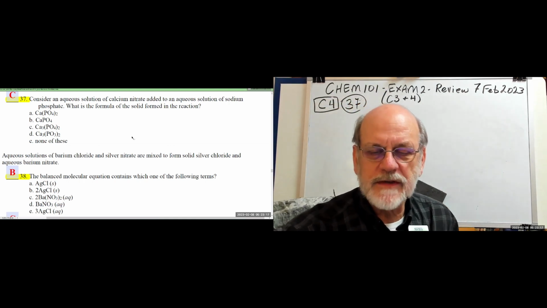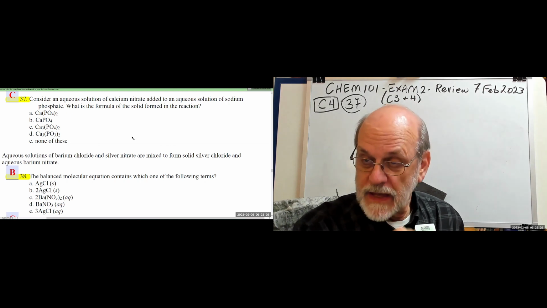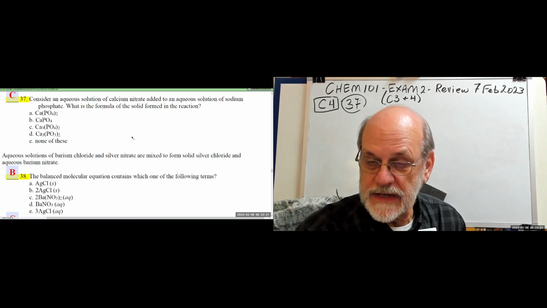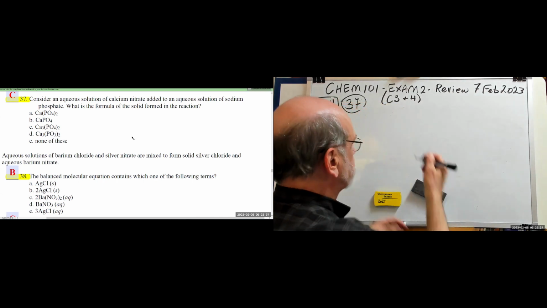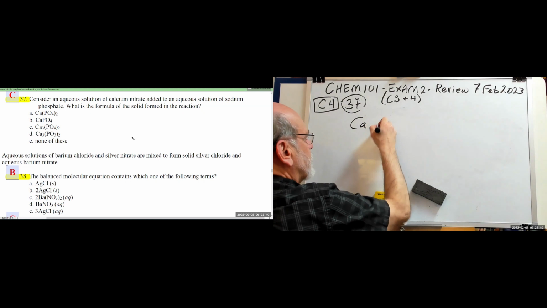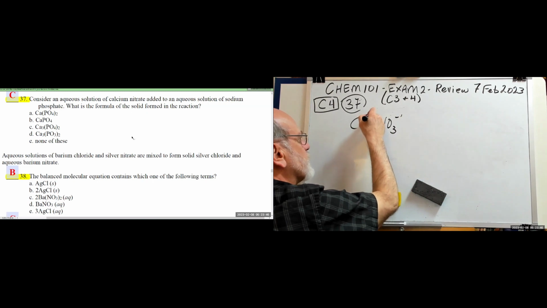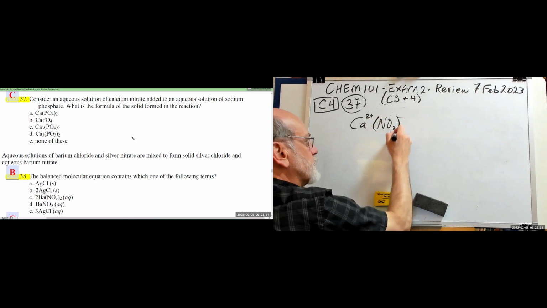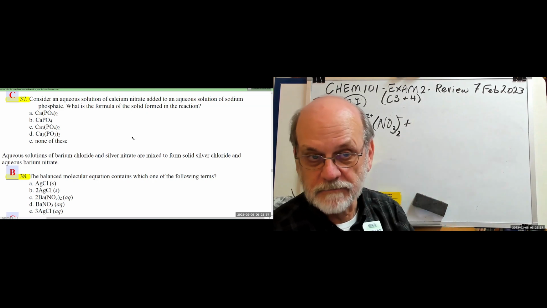Consider an aqueous solution of calcium nitrate added to an aqueous solution of sodium phosphate. What is the formula of the solid formed in the reaction? So you've got to be able to write the formula for the compound in order to answer this question. So we've got calcium nitrate. Calcium and nitrate is a polyatomic ion. It's got a 1 plus charge. This one has a 2 plus charge. 1 minus charge. Right. So this one we need 2. There's your formula for calcium nitrate, and it's soluble.